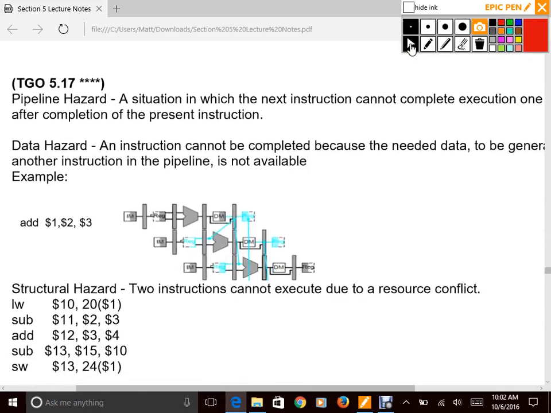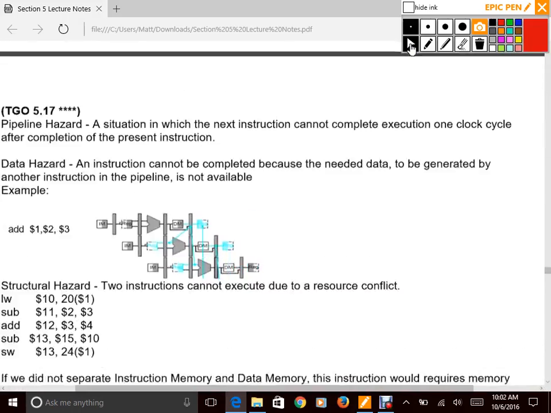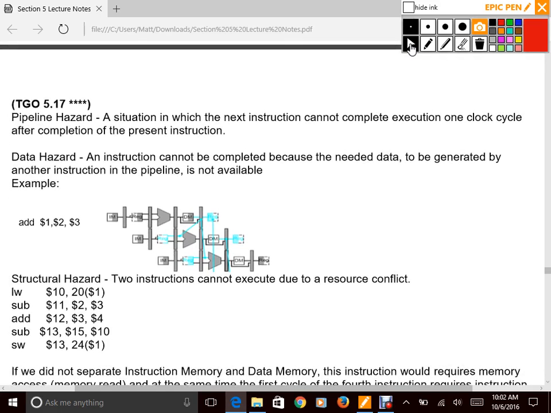You guys are very happy that you've avoided TGOs up to this point. So 5.17, define pipeline hazard and define the three types of structural hazards and give an example of each. We bet that would be an exam problem if I know it that well. Pipeline hazard is defined as a situation in which the next instruction cannot complete execution one clock cycle after the completion of the present instruction.